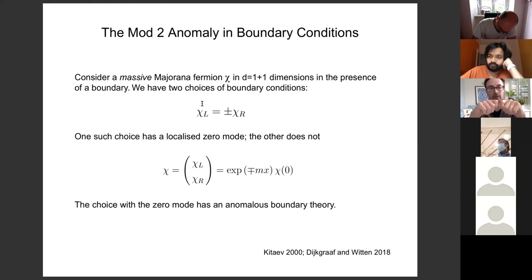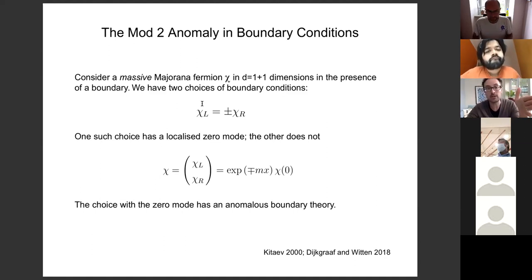We'll take a Majorana fermion in 1+1 dimensions. I'll call it chi. And for just the next two slides, I'm going to make the fermion massive. At some point, I'm going to make them massless, but it's useful for pedagogical reasons to make them massive. So we have a massive Majorana fermion in 1+1 dimensions, and I'll put a boundary. There are two possible boundary conditions that you can put on. The left mover turns into the right mover, but it can turn into the right mover with a plus or minus sign at the boundary. So here are the two boundary conditions.